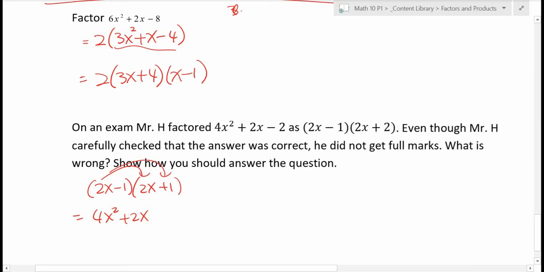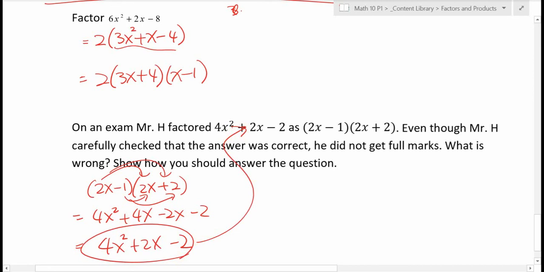2x times 1 is negative. 2x times... Oh, well, what? Oh, that's a plus 2. Okay, no wonder I was like, what the heck? Okay, never mind. Okay, this was 2x plus 2. Let me fix this quickly here. 2x plus 2. So that will be 4x. And then this is -2x, and that's -2. So he got 4x squared plus 2x minus 2. And you can see this is the same as that. But it says that he did not get full marks.